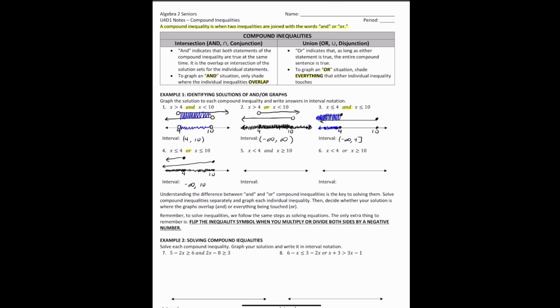So we'll write positive 10. At negative infinity, we give it a parentheses, and at positive 10, we give it a square bracket because that is a less than or equal to, meaning that that 10 is included.